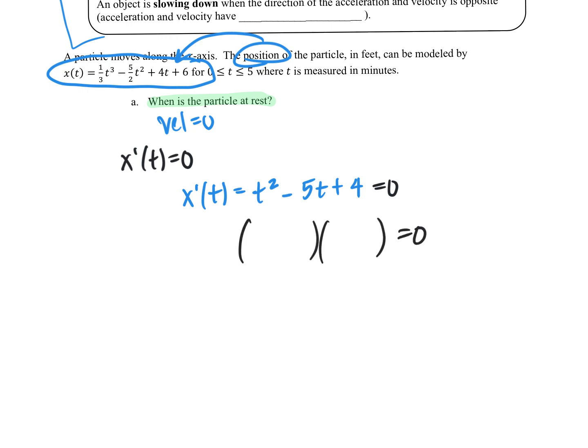We're factoring. What multiplies to be 4? t minus 1, t minus 4, says Lila. Negative 1 times negative 4 multiplies to be 4, and they add to be negative 5. Lila, thank you. What does t equal? So at 1 minute and at 4 minutes, this particle has stopped. The velocity is 0. Cool?